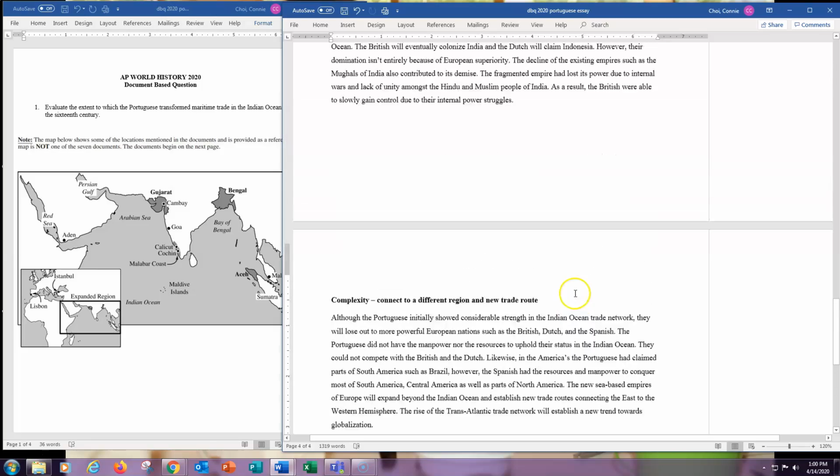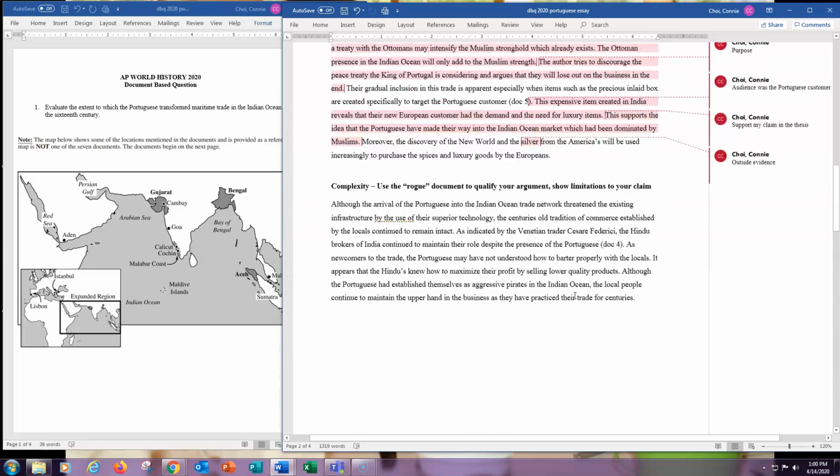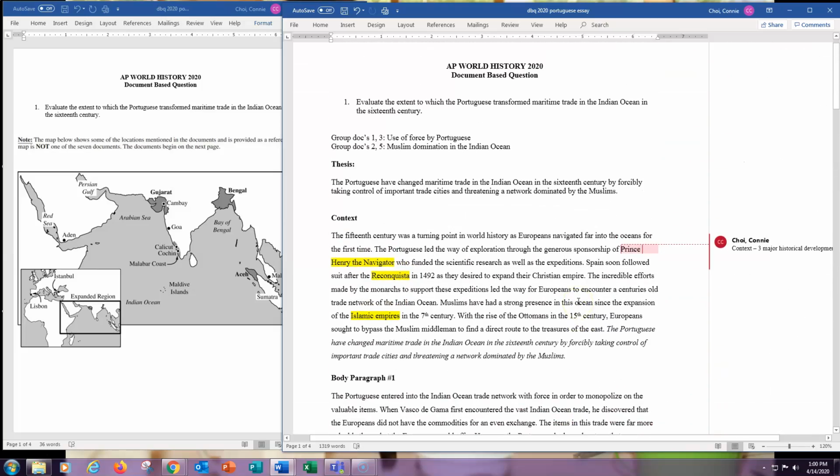So hopefully this is helpful in showing you how to earn all 10 points of the new rubric for this year's 2020 exam. So I will end it here.